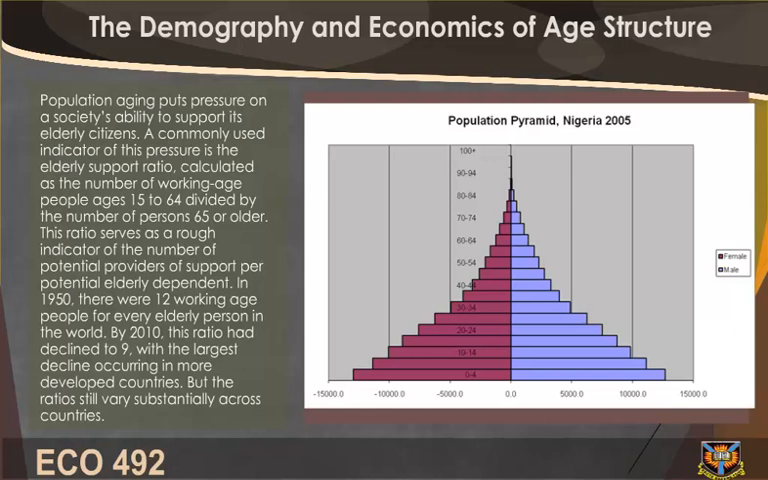This ratio serves as a rough indicator of the number of potential providers of support per potential elderly dependent. In 1950, there were 12 working age people for every elderly person in the world. By 2010, this ratio had declined to 9, with the largest decline occurring in more developed countries, but the ratios still vary substantially across countries.